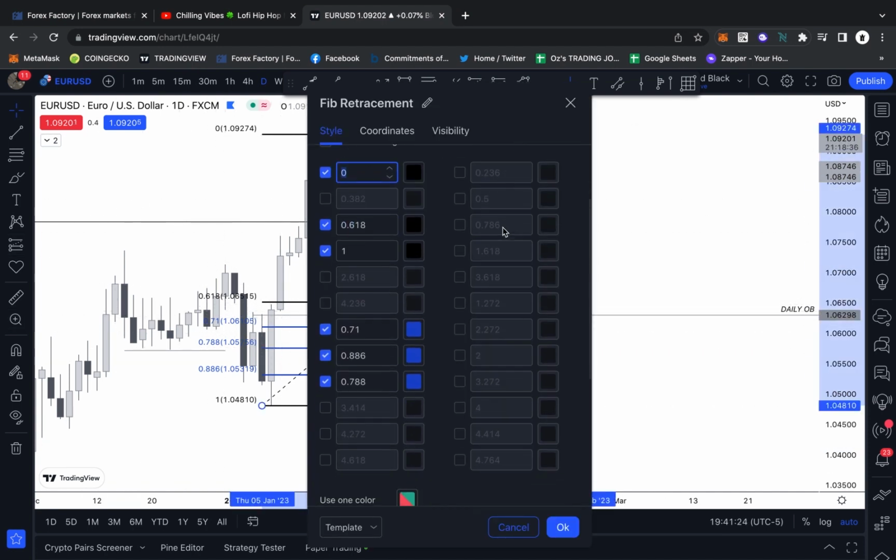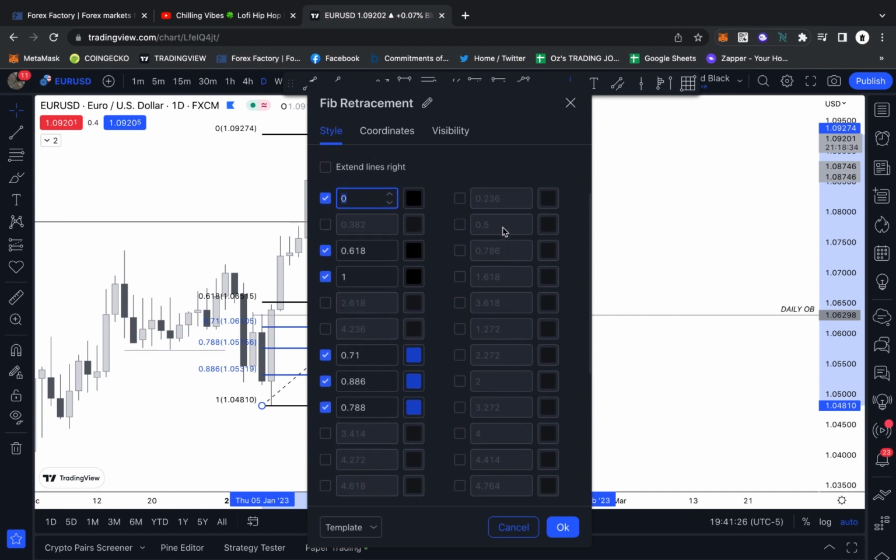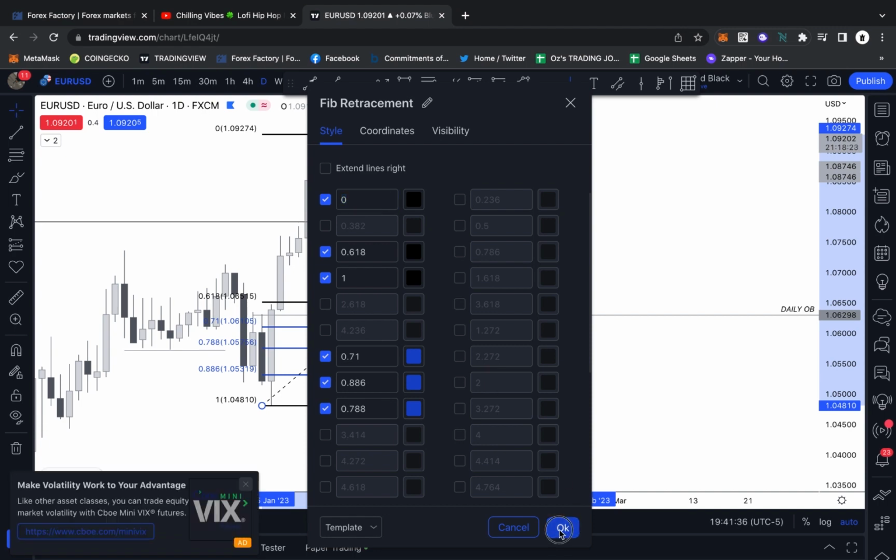And real quick, take a picture of this or however you want to do it. But right here are the levels to how I set up my fib. You've got the 618, you've got the 0, you've got the 1, you've got the 71, you've got the 886, and the 788. And you can do your colors however you want.